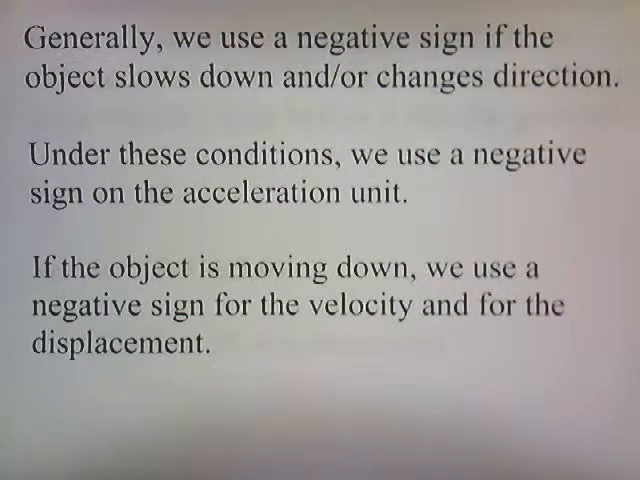Generally, we use a negative sign if the object slows down and or changes direction. Under these conditions, we use a negative sign on the acceleration unit. If the object is moving down, we use a negative sign for the velocity and for the displacement.